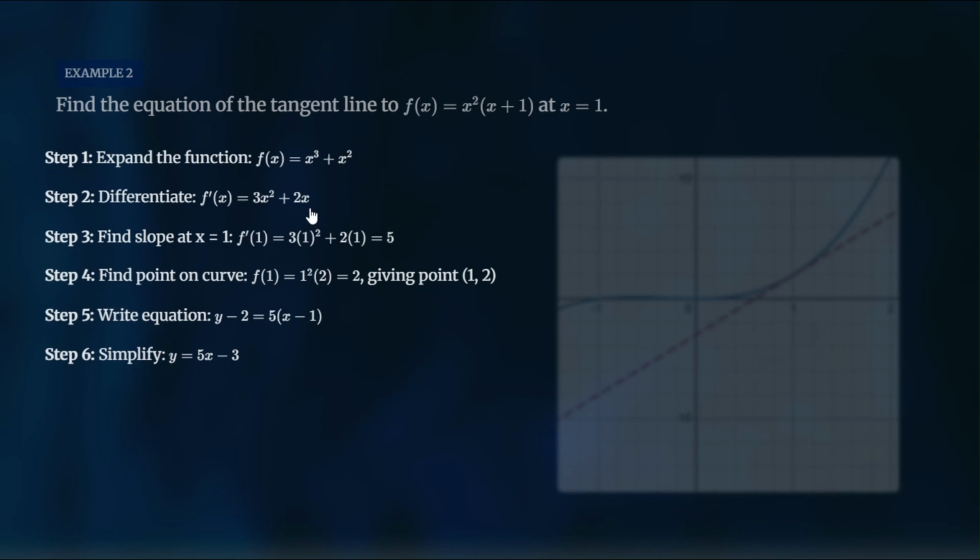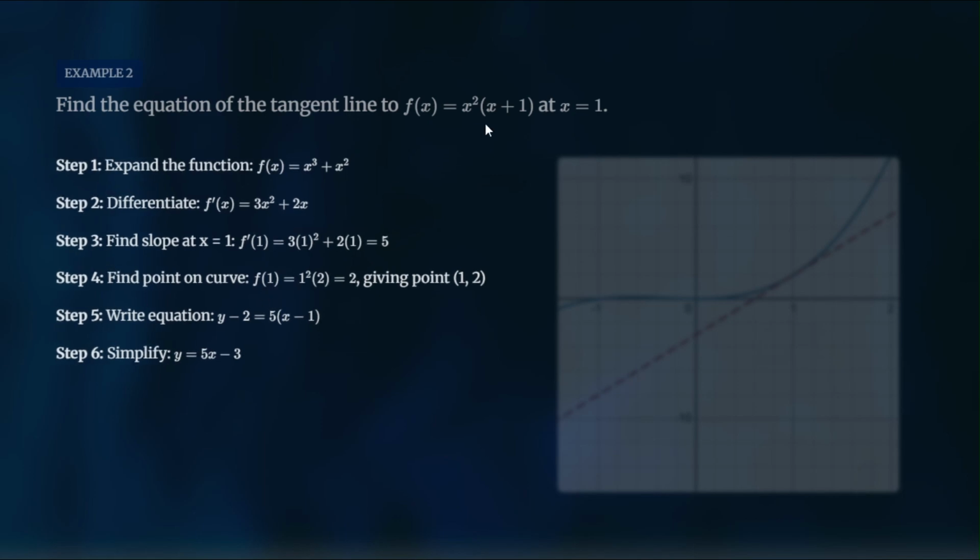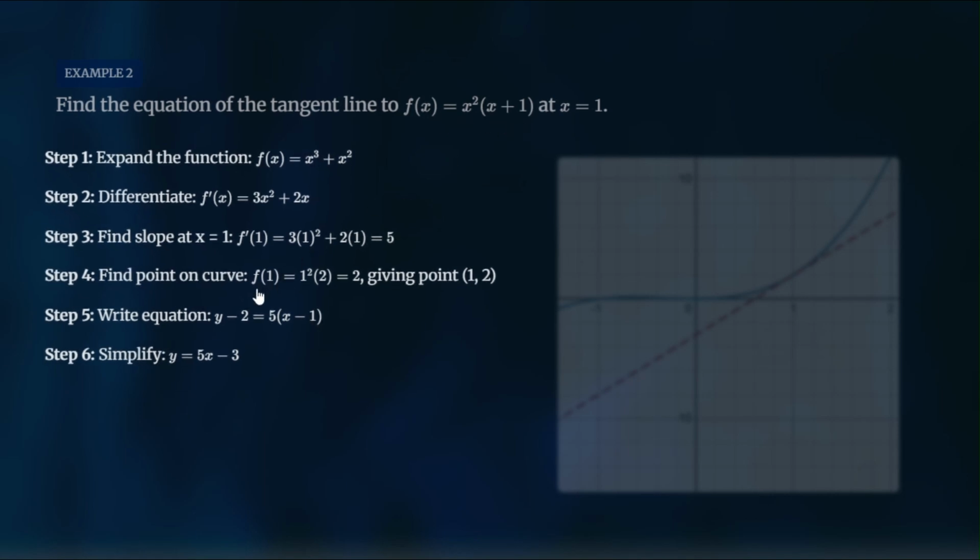In order to find the slope, we'll substitute x equals 1 into our derivative function. So f prime of 1 will be equal to 3 times 1 squared, which is 3, plus 2 times 1, which is 2, and that will be equal to 5. Now, in order to find the point on the curve, the y-coordinate when x equals 1, we need to substitute x equals 1 into our original function. So f of x was x squared times (x plus 1). Therefore, f of 1 will be 1 squared times (1 plus 1), which is 2. So therefore, the point on the curve has coordinates (1, 2).